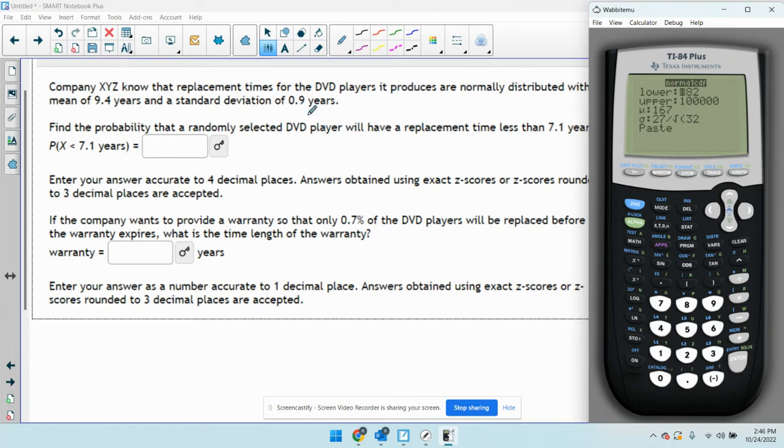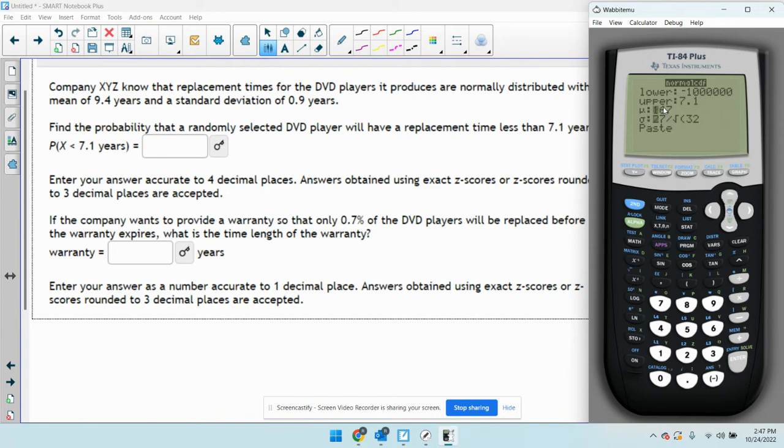So if we're looking for a probability less than something, there's no lower bound. So the lower bound is just going to be some large negative number. Basically, you're plugging in quote unquote negative infinity. So we usually do like negative a million, negative 100,000, whatever, it doesn't matter. Just some large negative number. The upper bound is going to be 7.1 because we're looking for everything 7.1 and below.